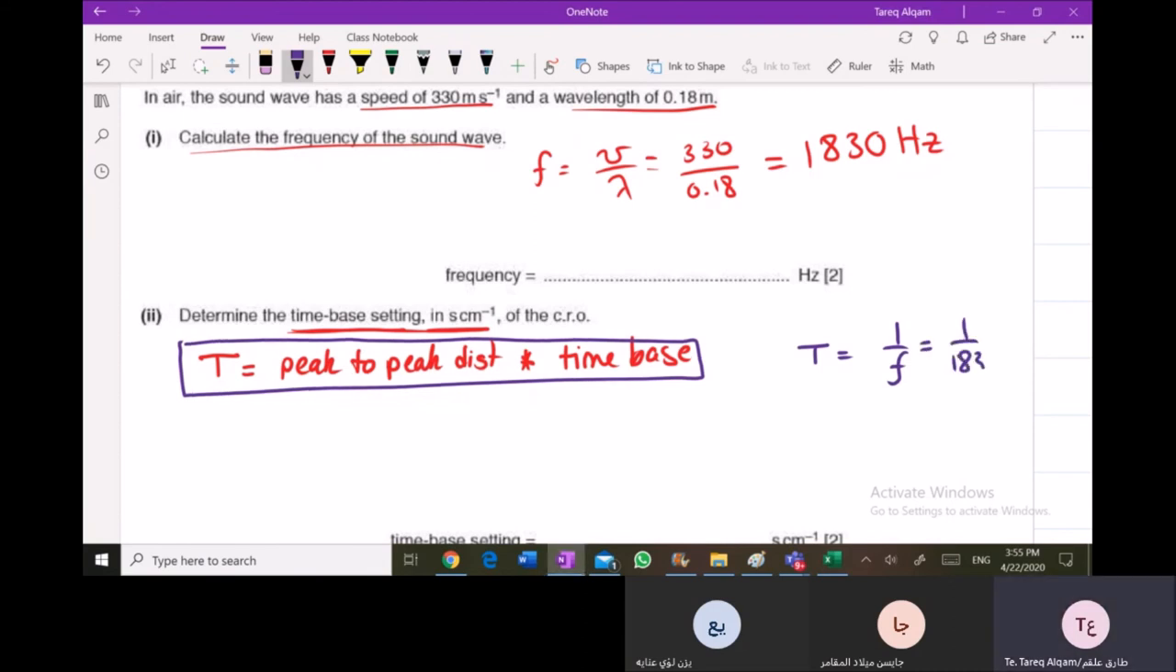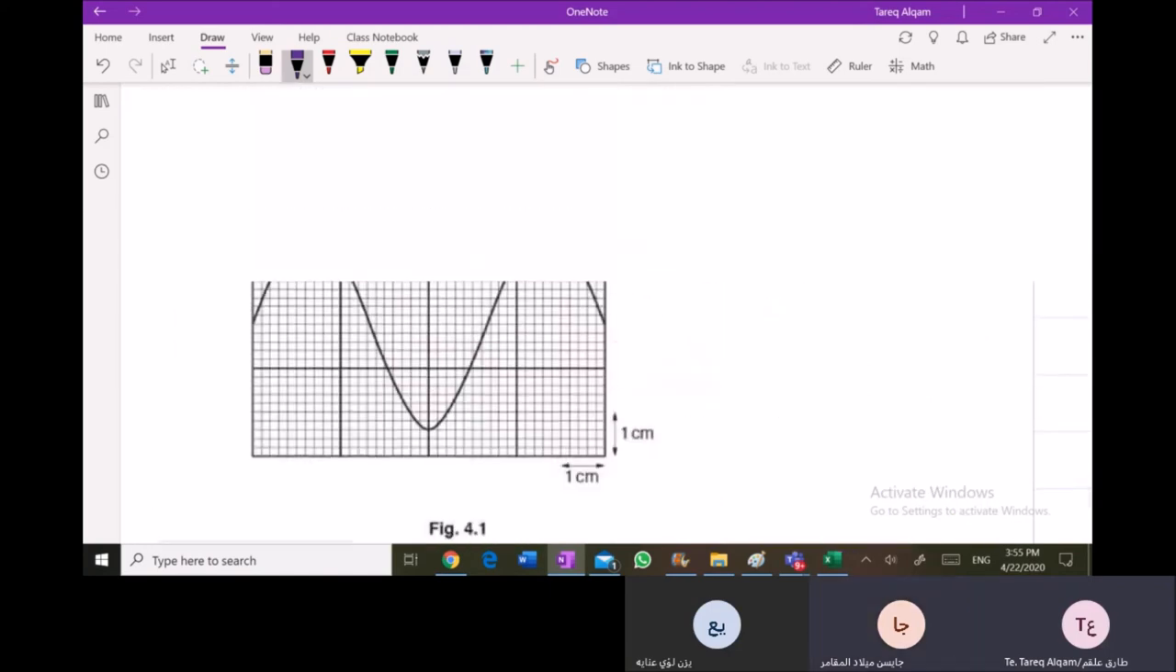1 over 1833. Now, this is the period: 5.45 times 10 to the power negative 4. The peak-to-peak distance can be found from the graph.